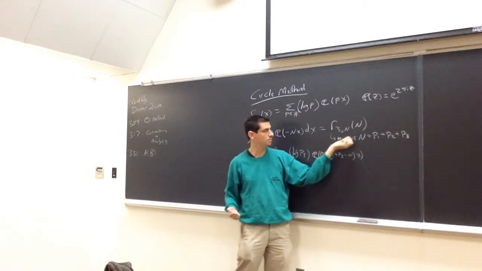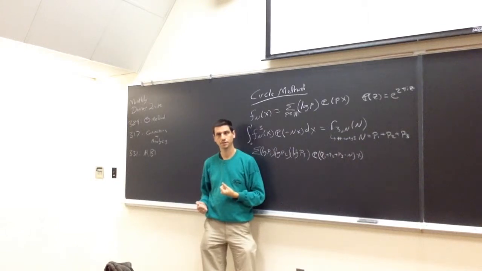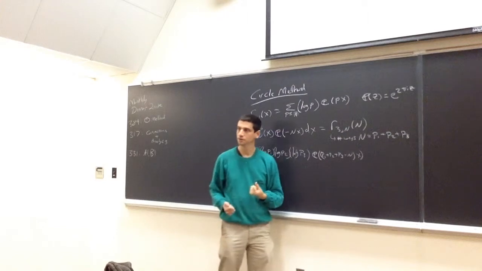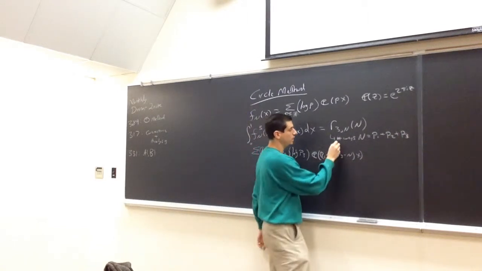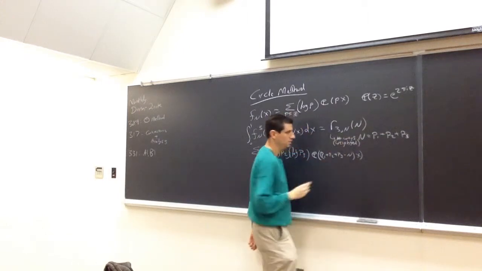What about when I say the number of ways of writing N? Is that correct? Because it's the number of ways weighted, right?